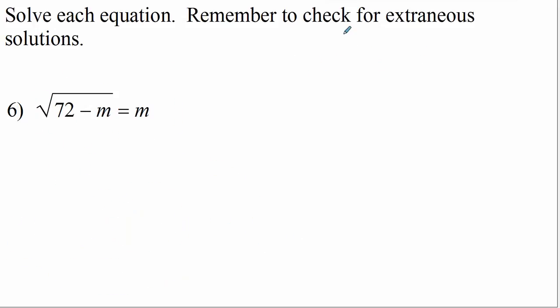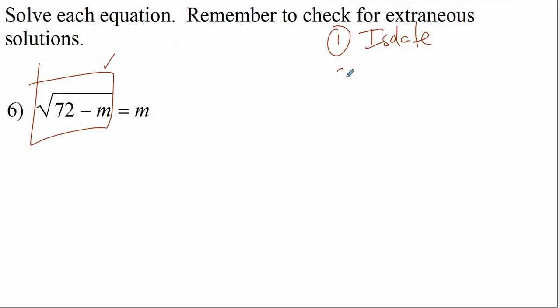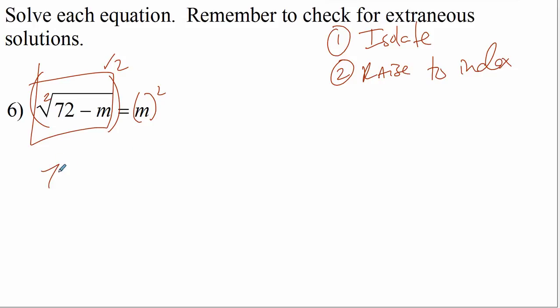Let's look at number 6 here. Okay, this is going to be kind of a little funky one. So this is the one that's going to make sure we check. So again, number 1 is isolate. Is my root by itself on this side? Yes, it is. So then we go on to 2. Raise both sides to the index. So this is a square, so I got to raise both sides to the 2 power. Okay, so that gives me 72 minus m equals m squared.